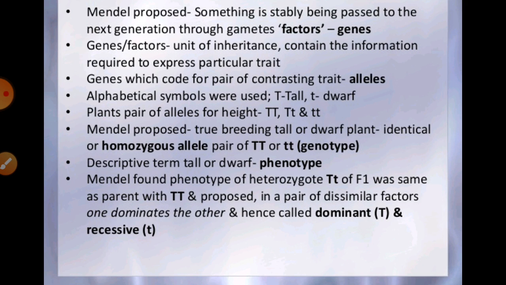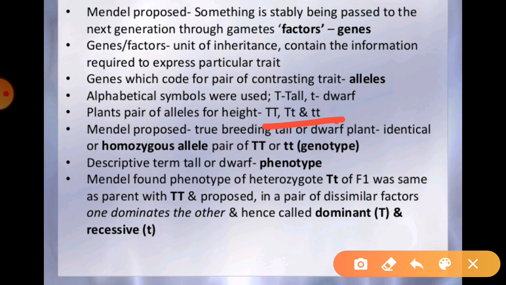As we all know, for alphabetical symbols we always use capitals and small letters. Suppose we talk about height. In that particular condition, capital T is for tall and small t is for dwarf. And if we talk about plants, the pairs of alleles for height are capital T capital T, capital T small t, and small t small t. In this way we are able to identify them easily, as you can see in the diagram over here.